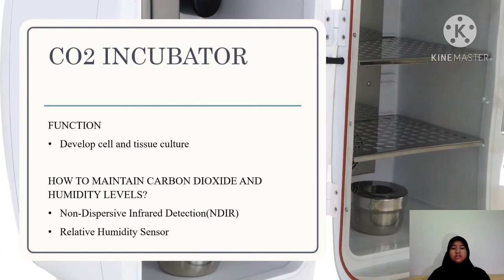The second sensor is the humidity sensor. It senses relative humidity, which means it detects the amount of moisture present in the sensor and sensor capacitance, so that it creates the optimal condition for biological cell growth.